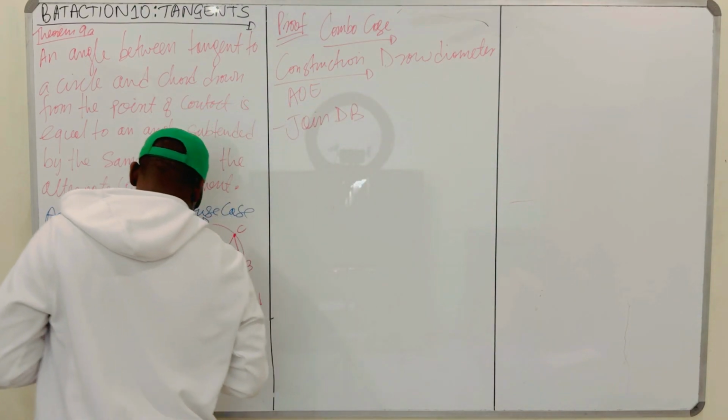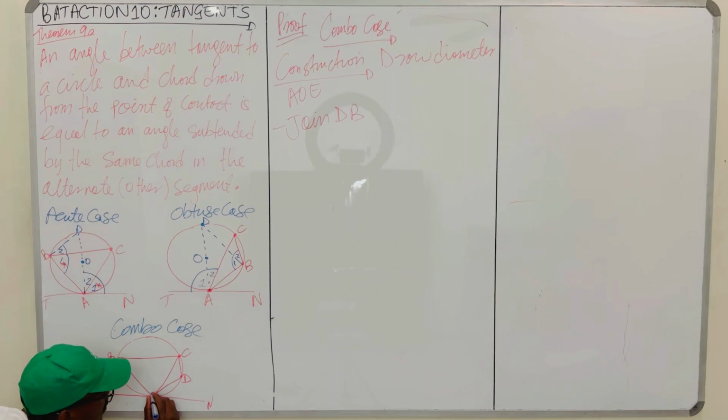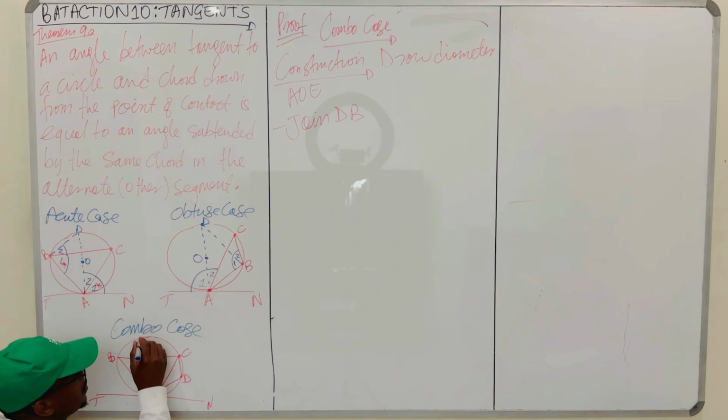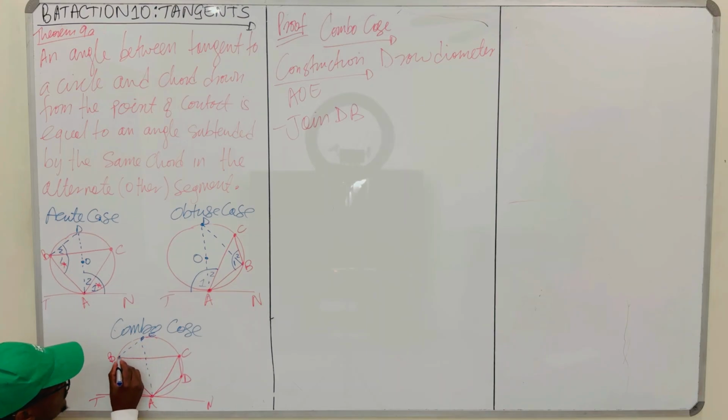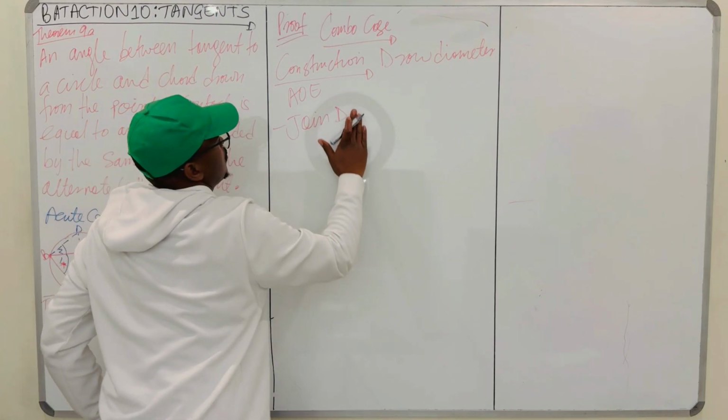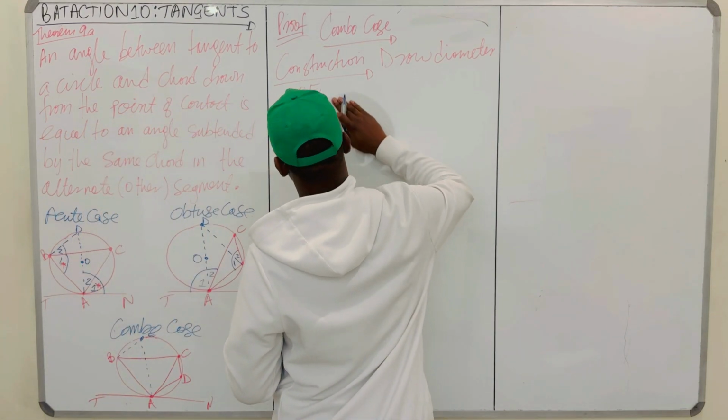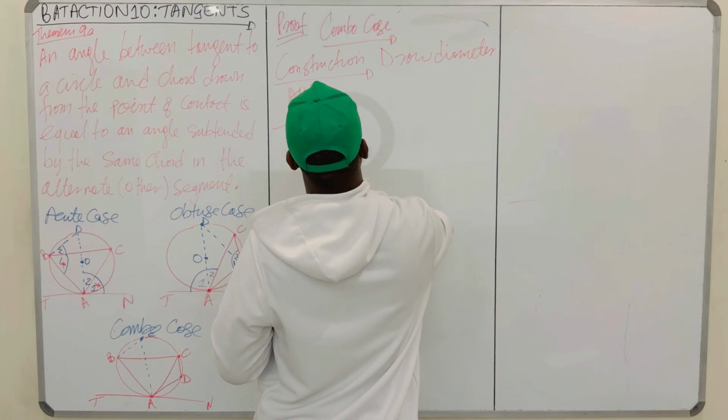So you draw a diameter AOE. Here's a diameter. Maybe the E is somewhere here. And then you draw BE. Should be BE.